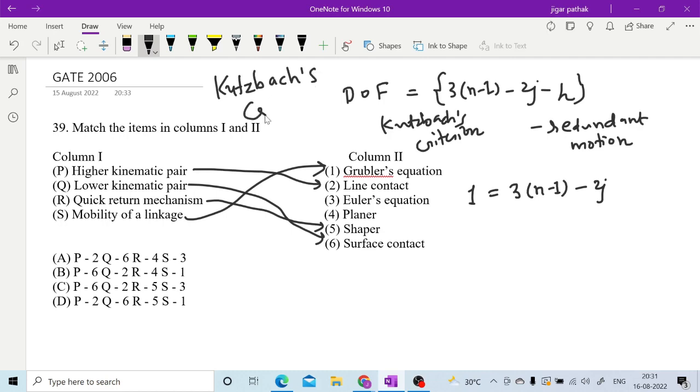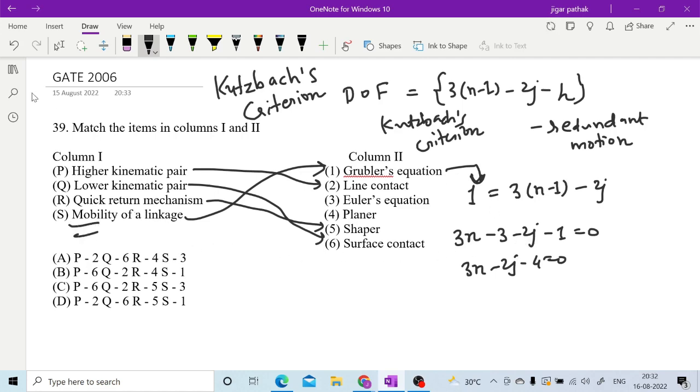And sir, this Grubler's equation above, Grubler's 3n equation is minus this one. When you consider degree of freedom as 1, higher pair as 0, and no redundant motion, then you can have 3n minus 3 minus 2b minus 1 equal to 0, right? So this is, I guess, 3n minus 2 minus 4 equal to 0. This way you can have your Grubler's equation, which will give you an idea about the mobility, right?